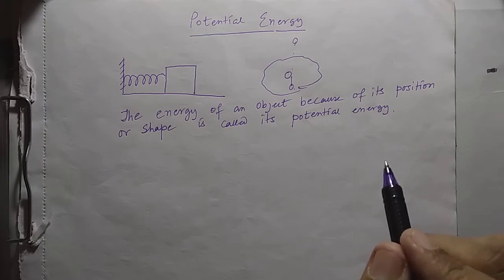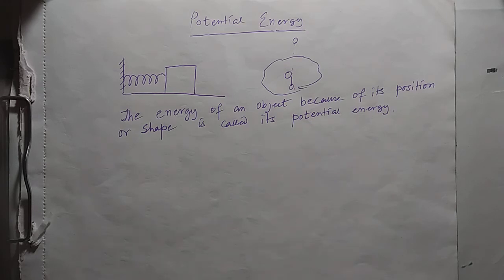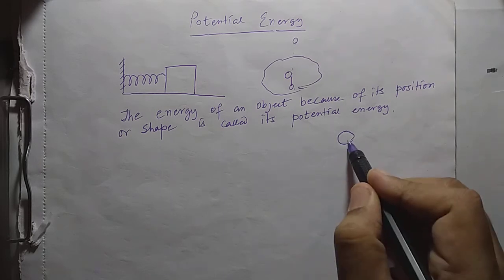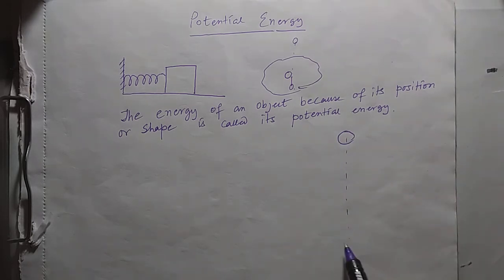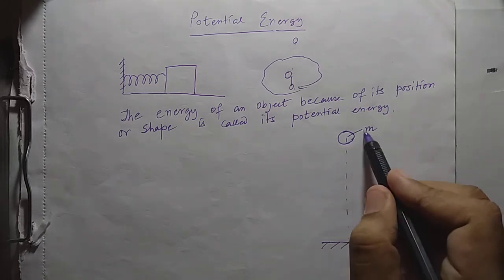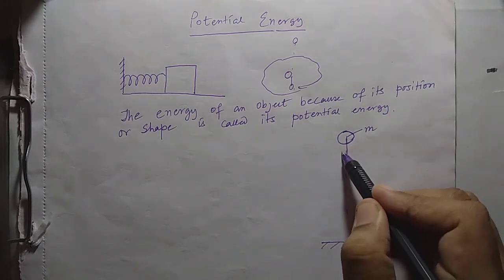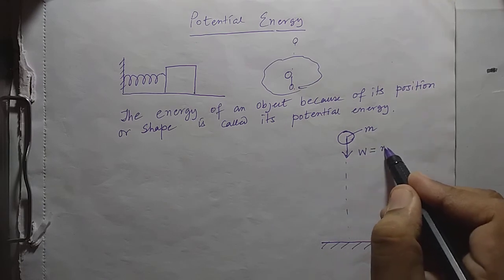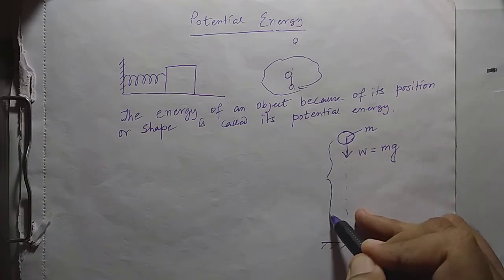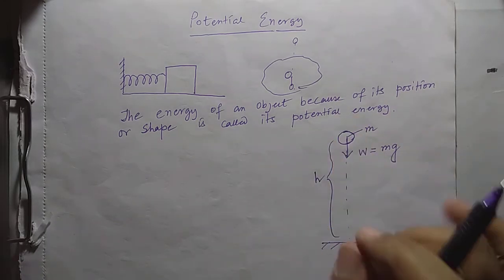Now, what will be the formula for potential energy? Very simply, we can make a mathematical formula for this. Suppose here is an object at a certain height. If I release it, the object will fall on the ground here. The mass of the object is m, and the weight acting in the downward direction is W equal to m into g. It will travel a distance, suppose h, this height.